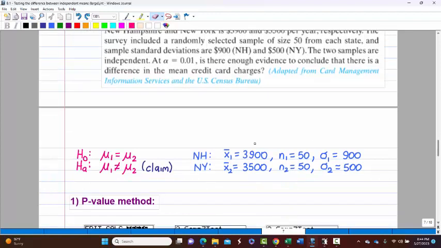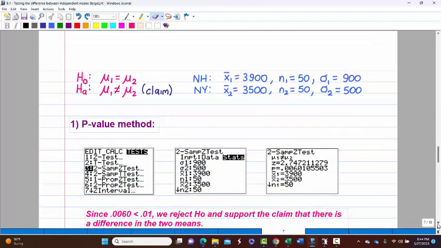All right, so I wrote all the data right here. Let's do the calculator.